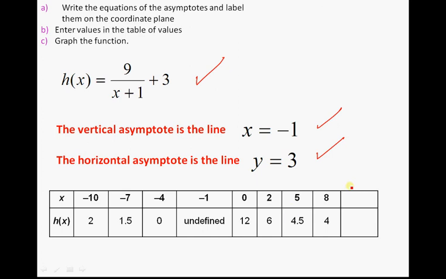So now we have all the pieces of information. Remember, these are the values of x and h of x. Another way we can do that is represent that by y. So we've identified a bunch of values for x and y. So we can rewrite that as -10, 2. We can put it in an ordered pair like we used to sing. -7, 1.5, and so on and so forth. Now we've identified a whole bunch of points, and we can go off to the races and graph this. Let's take a look at what the graph looks like.